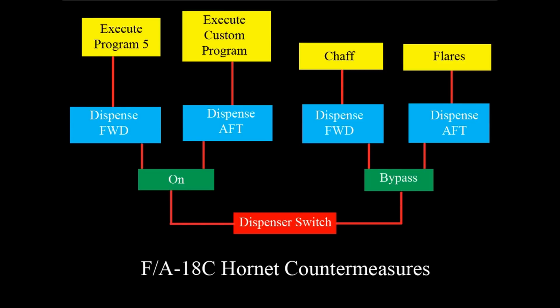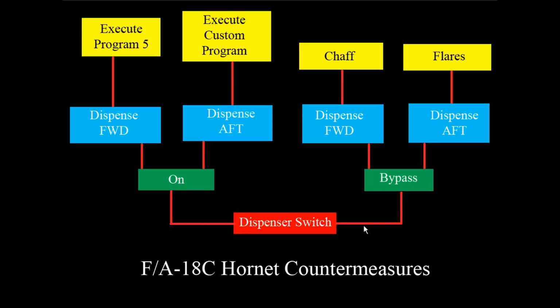Alright guys, so this is the F-18 Hornet countermeasures flowchart. I'm going to go through this real quick because it's not going to make a whole lot of sense to you unless you've seen the switches and all that stuff, but I think it's good to review it once before and once after. Okay, so here we go. First thing we're going to do is the dispenser switch. I will obviously show you where this is. You technically get 3 positions with the off position, but that obviously doesn't matter. So you get the on and you get the bypass position.